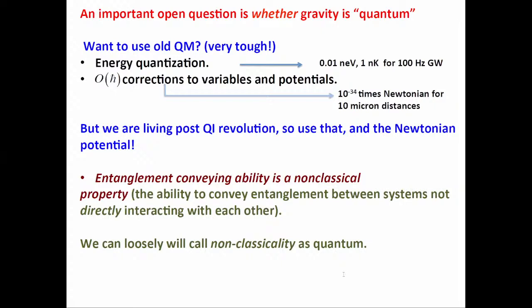What we are going to rely on is this entanglement conveying ability, as a non-classical property. So essentially, what we are going to check is for one non-classicality of gravity. I'm loosely calling non-classicality quantum here. We are showing that the gravitational field is not classical. If the results of our experiment are to be valid, then the gravitational field cannot be classical. One non-classical property is the entanglement conveying property: a classical entity cannot convey entanglement between two places. That is what we are going to rely on.